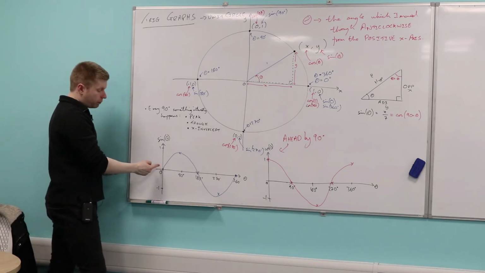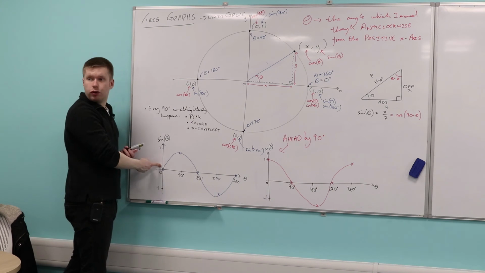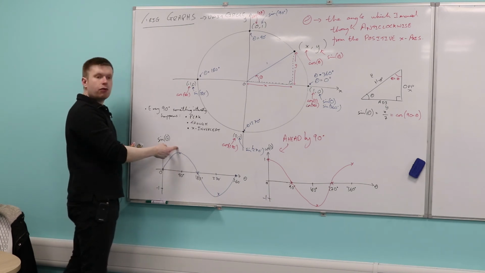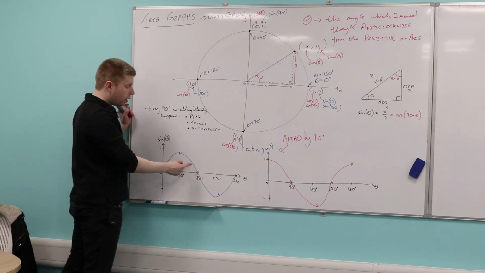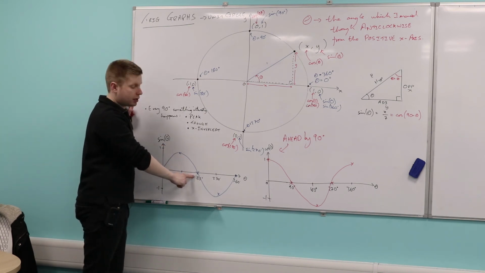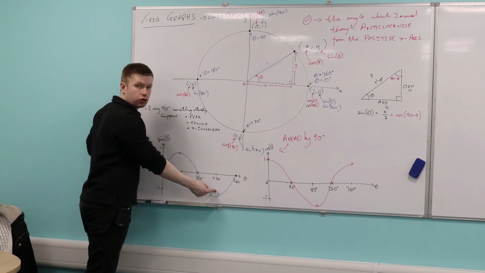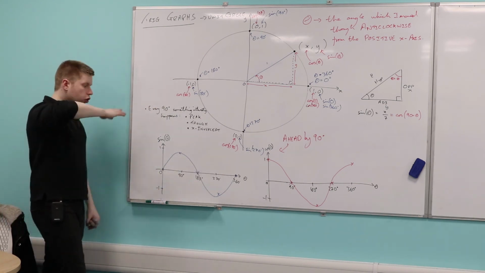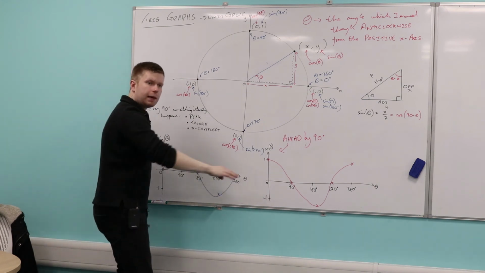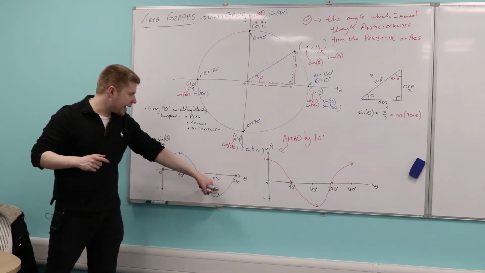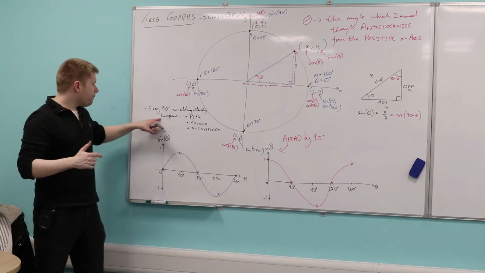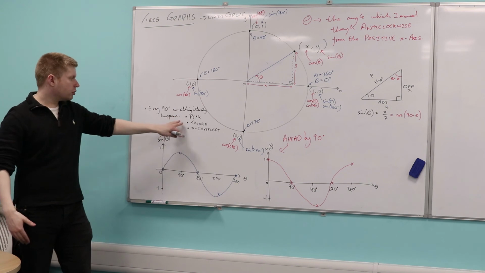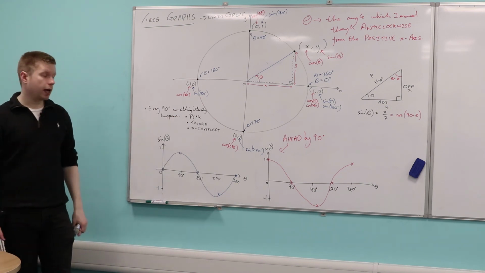We start at 0 degrees, it goes through the axis, it's an x-intercept. 90 degrees later, it reaches a peak. 90 degrees after that, it goes through the axis. 90 degrees after that, it reaches the trough. 90 degrees after that, it goes through the axis. So if you're not sure where you should mark these angles, just think, every 90 degrees, something interesting happens. Either a peak, a trough, or an x-intercept.